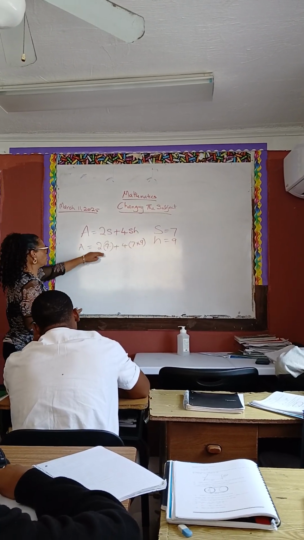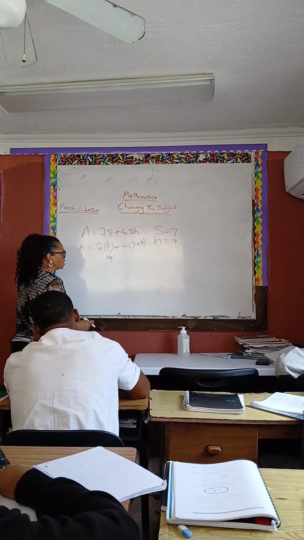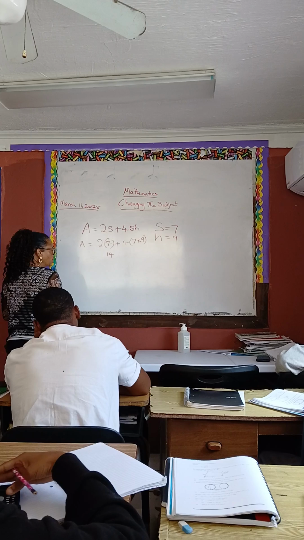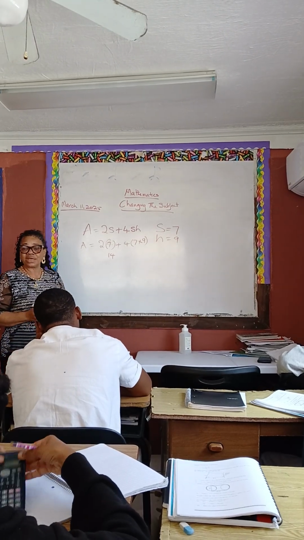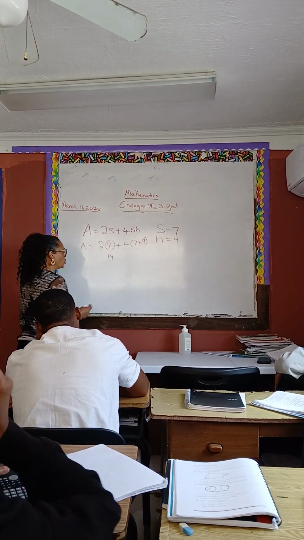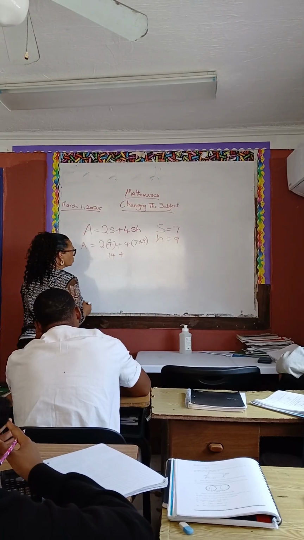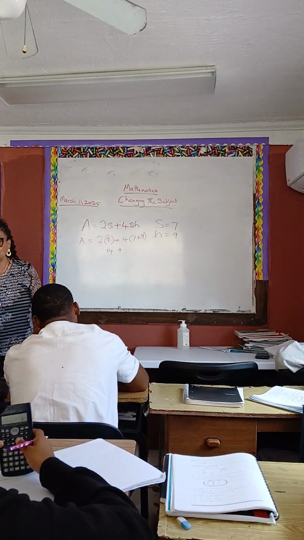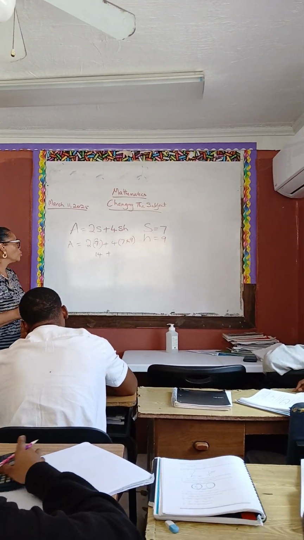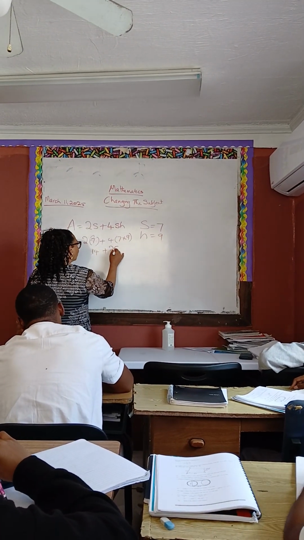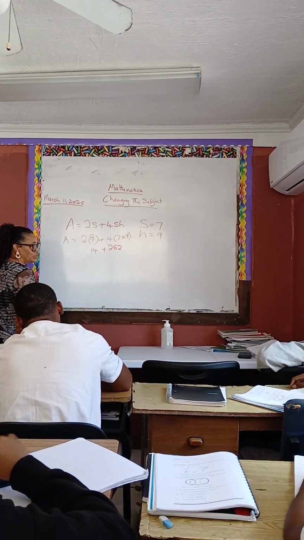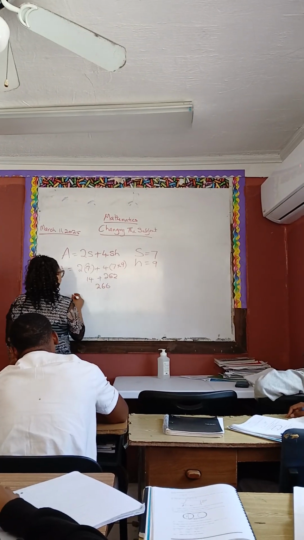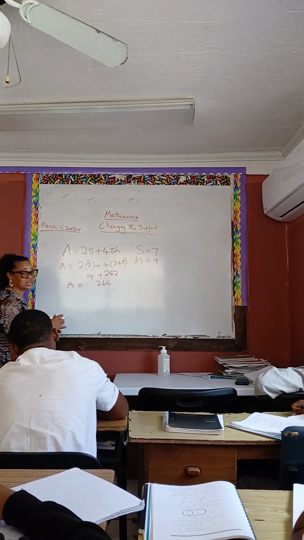So I could do that. 2 times 7 is going to give me 14. 7 times 9, we could use the calculator, please. 7 times 9, 63. And 63 times 4, use the calculator, please, 252. So now I'm going to add 14 plus 252 and I'm going to get 266. So A is equal to 266 because A is the subject.